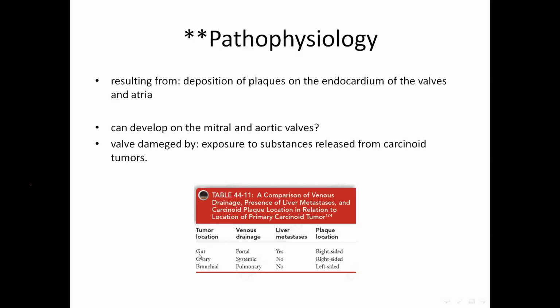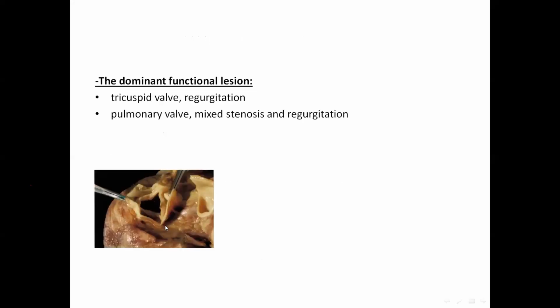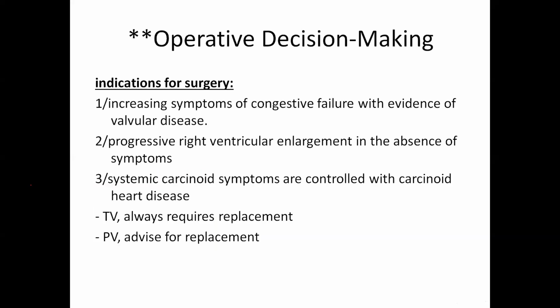If it's in the gut, we will have right-sided plaque, and if it's in the ovary, there will be systemic drainage and a right-sided location or seeding site. And if it's in the bronchial or lung, we will have a left-sided plaque location. So I bring a picture of carcinoid tricuspid. The dominant functional lesion in the tricuspid will be regurgitation, and in the pulmonary valve it will be mixed, stenotic and also regurgitation.